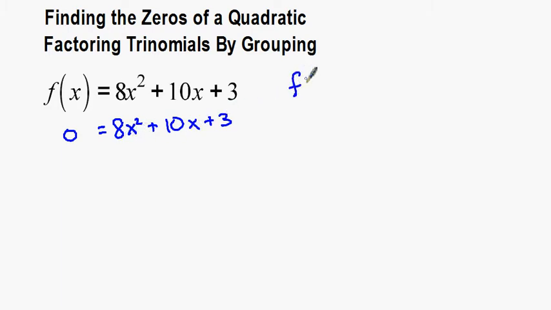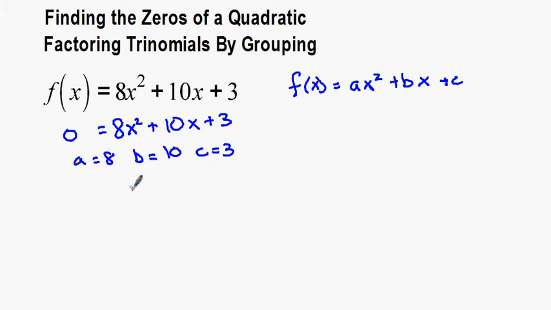You recall, in general, a quadratic function in standard form is ax squared plus bx plus c. Identifying the a, b, and c here, we have a equal to 8, b equal to 10, c equal to 3. So we need to find two numbers. What two numbers multiplied together give you the product ac, and those same two numbers, when added together, give you b?